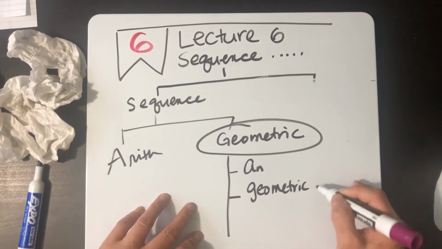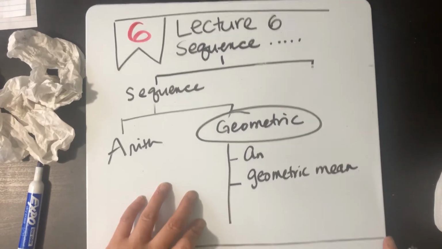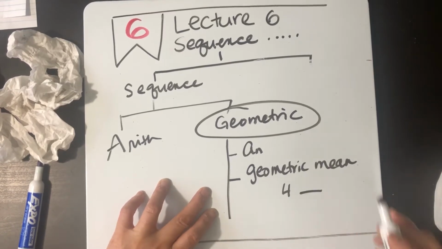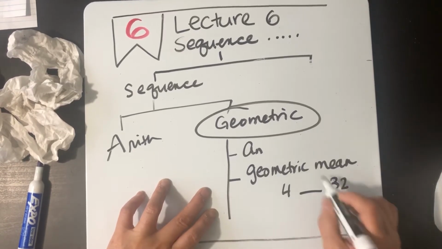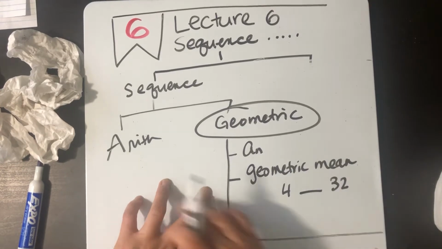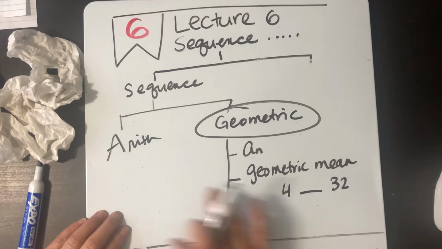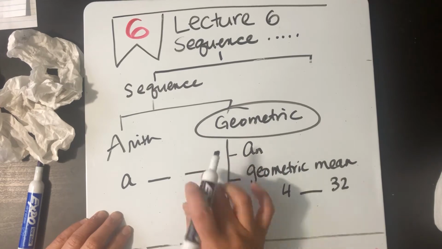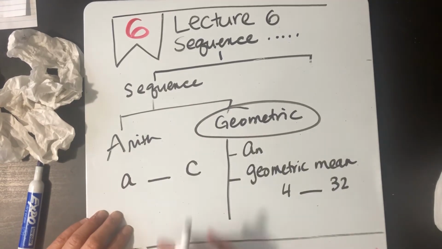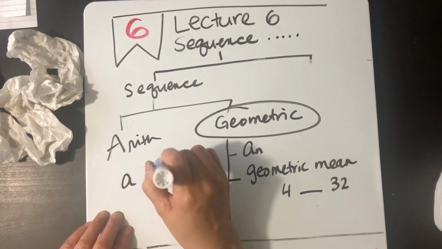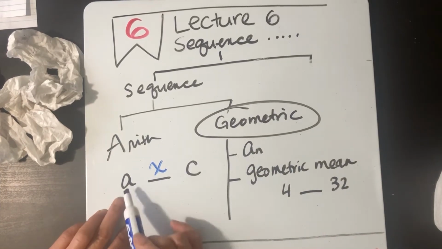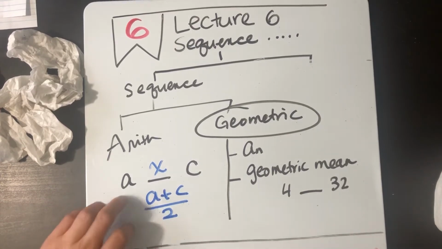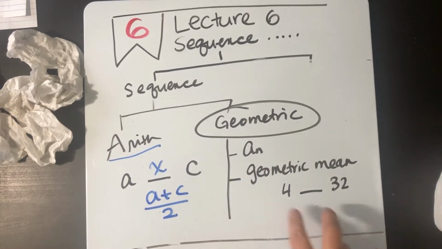Geometric mean, what is that? Geometric mean is how you find, like if you have 4 and you have another number here, and then you have, let's say, 32. How do you find the one in the middle? We learned that in arithmetic, remember? If you have A, then something, and then C, how do you find this X? Well, what you do is A plus C divided by 2 will give you X. Just like that, but this is arithmetic, and this is geometric. So we will learn that.